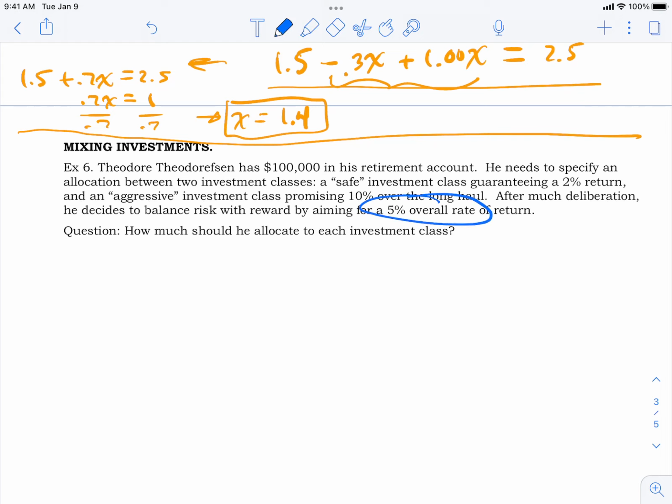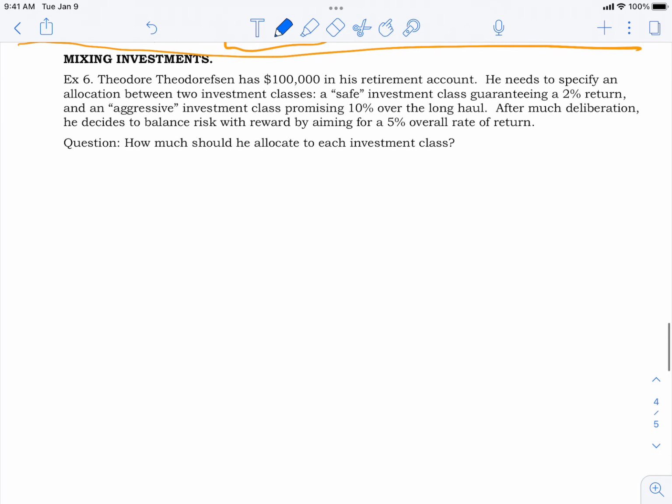So just like when we were mixing the two strengths of solutions together, you mix a 10% with a 2%, you should get something in between, and we want to get 5%. So, okay, how much should we take from each then? Or how much should we put in each? You smell a table? I smell a table. So we have the safe investment to think about. And how do we describe the safe investment? It promises or guarantees a 2% return. Then we have the aggressive, which promises a 10%.